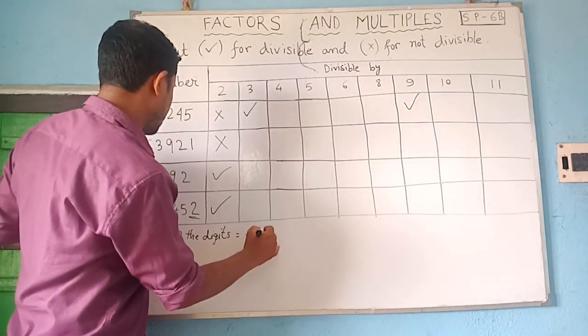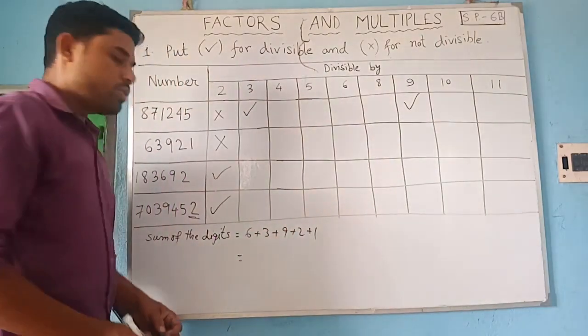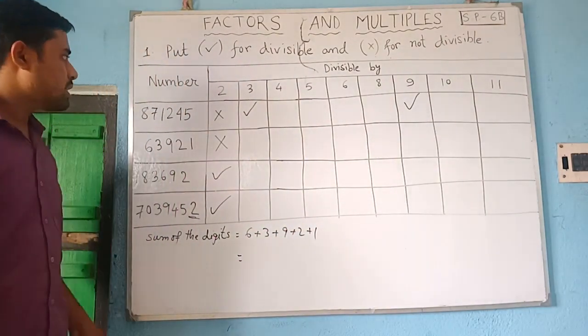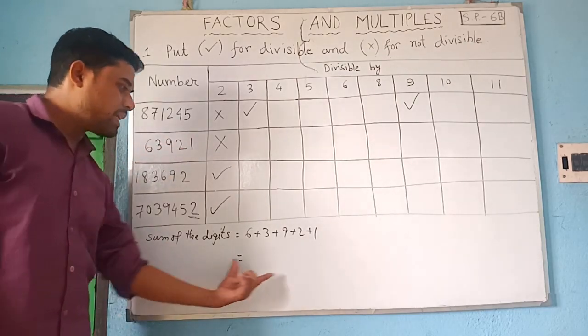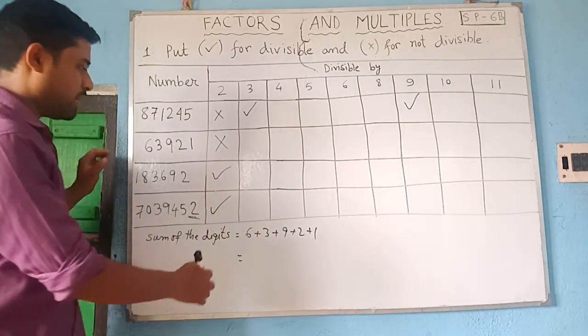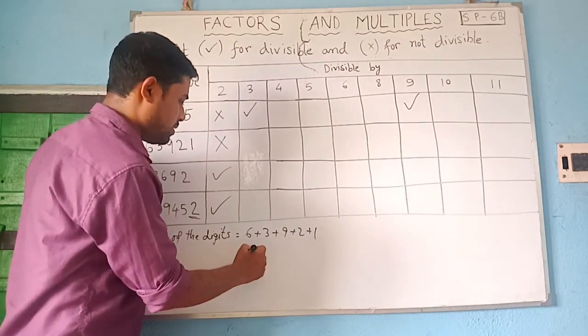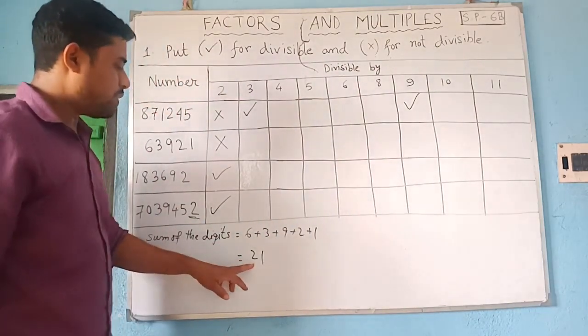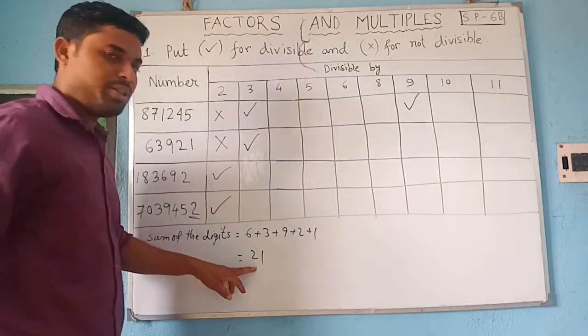6 plus 3 plus 9 plus 2 plus 1. In the exam, a question will ask you to check the divisibility for this. So you just do this calculation and write whether the number is divisible or not. What will it be? 9, 9, 18, 20, 21. So this is 21. Is 21 divisible by 3? Yes, it is divisible by 3. That means the number is divisible by 3.